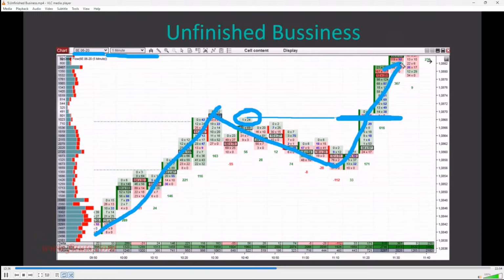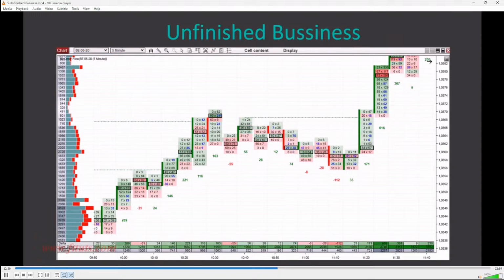You can stay longer, especially if you see those crazy buying imbalances. Now that's something. But at least it should tell you that the uptrend is not over yet, that the price will most likely return at least to this price level to test the unfinished business.